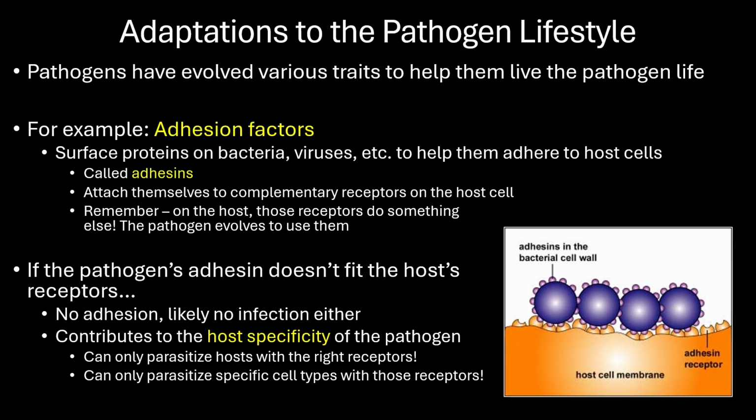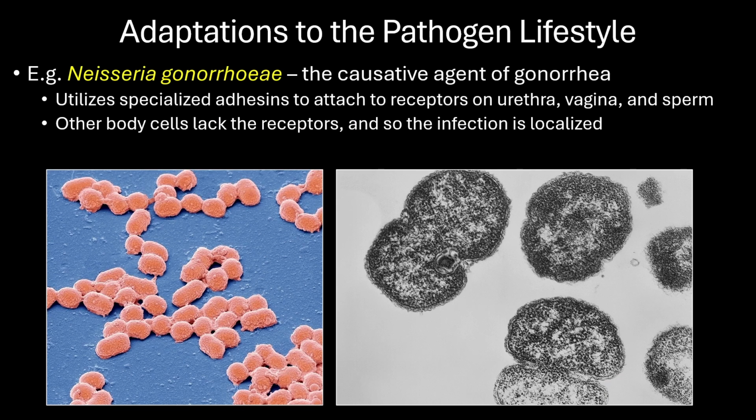A good example of this would be Neisseria gonorrhoeae. This is the causative agent for gonorrhea. This is a species that utilizes some pretty specific adhesins that attach to receptors only found on the cells of the urethra, the vagina, and on sperm cells. Other body cells lack these receptors, and so a gonorrhea infection is pretty localized to the genitalia.